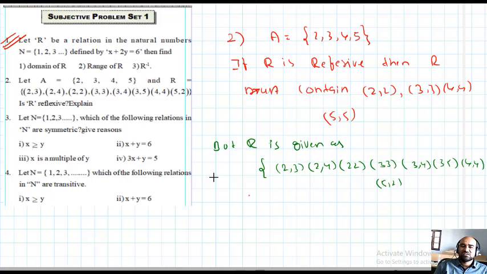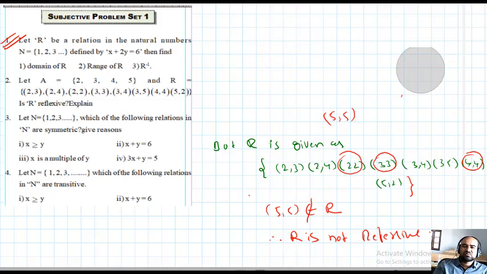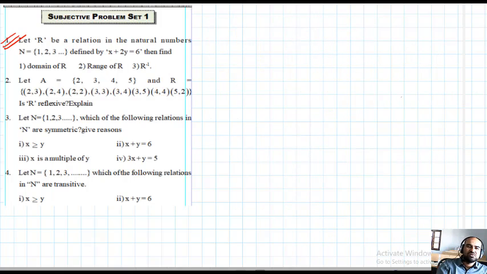Now cross check. Yeah, 2 comma 2, okay, 3 comma 3, okay, 4 comma 4, okay. Where is 5 comma 5? 5 comma 5 must and should, no? So 5 comma 5 does not belong to R. Therefore, R is not reflexive. Understood, student? So these must and should be there: 2 comma 2, 3 comma 3, 4 comma 4 and 5 comma 5, some extra ordered pair is not a big problem. That's why the given relation is not reflexive. So I explained the second problem also.